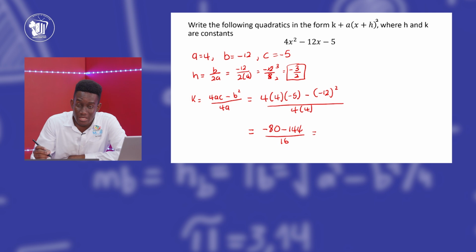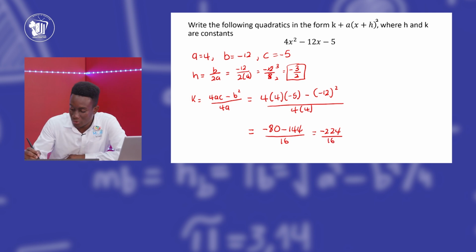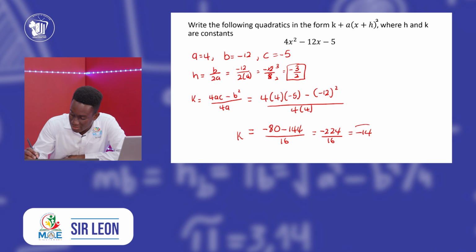So negative 80 minus 144 would give us negative 224, all divided by 16. So we divide this by 16, we will get a value of negative 14. So our value for k would be negative 14. So we have our value for h and we have our value for k.